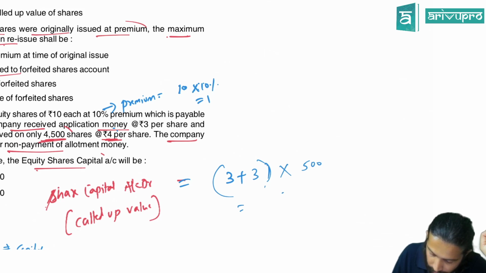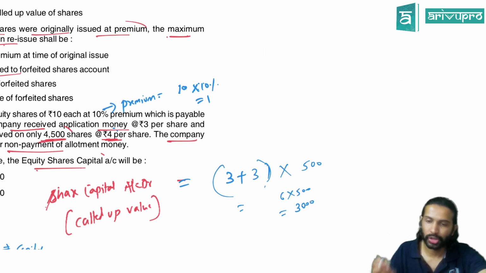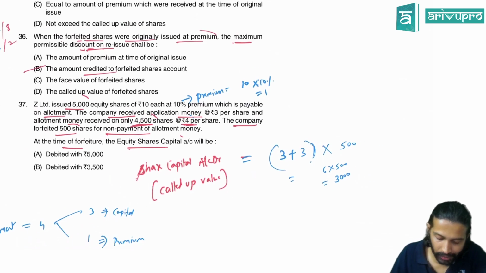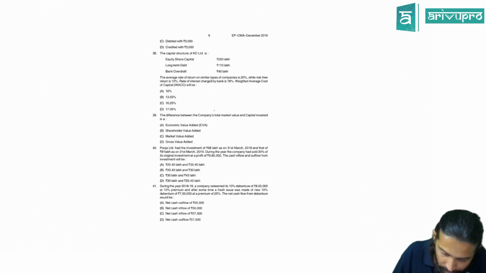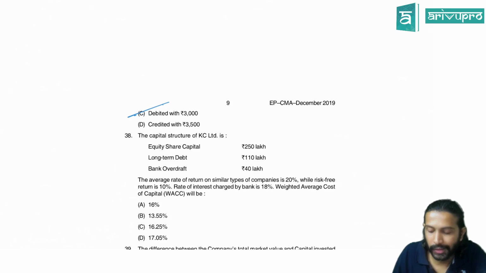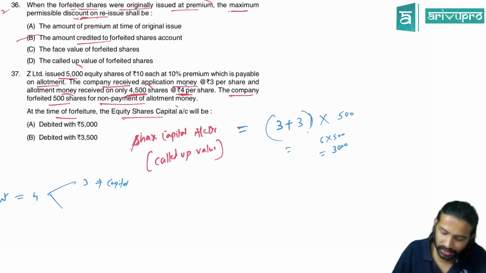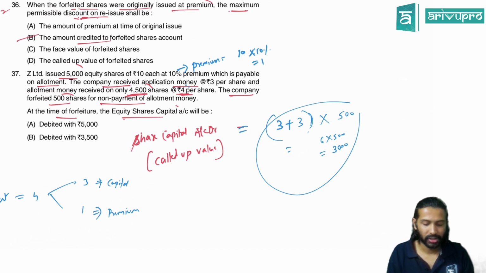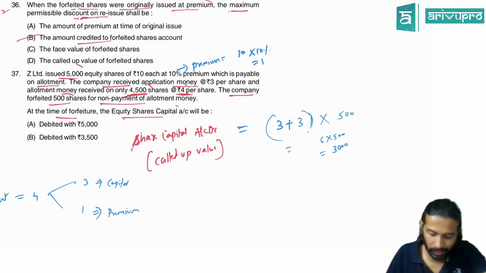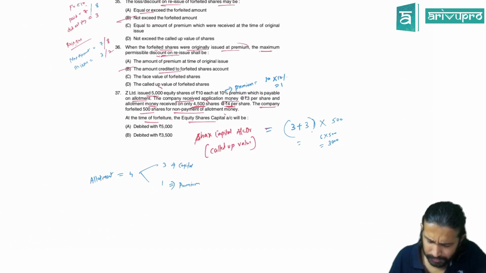So 3 into 500, if you do, you're going to get 1,500 or rather 3,000. So share capital will be debited by 3,000 rupees. Check which option has 3,000. Chennai. That is the answer. Simple as that. They did not ask journal entry. They're just saying share capital will be debited at what value. That's all it is. Simple question.